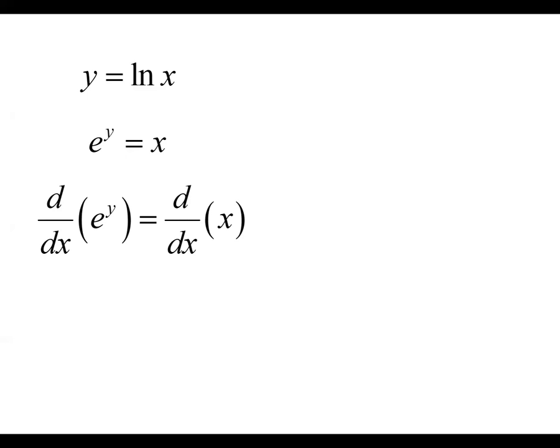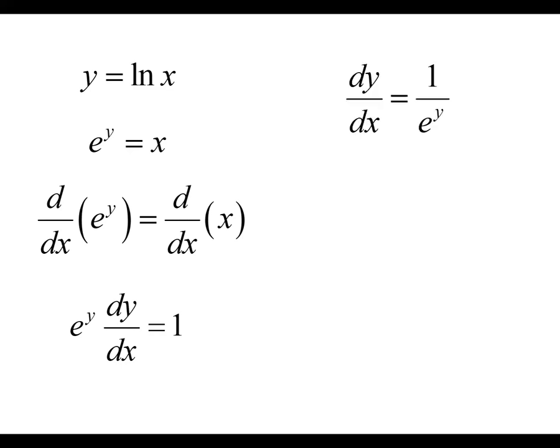So what's the derivative of e to the y? Well, it's e to the y dy dx, according to implicit differentiation. What's the derivative of x? Well, it's just 1 dx, which cancels out. So if I divide that over, the derivative is 1 over e to the y.